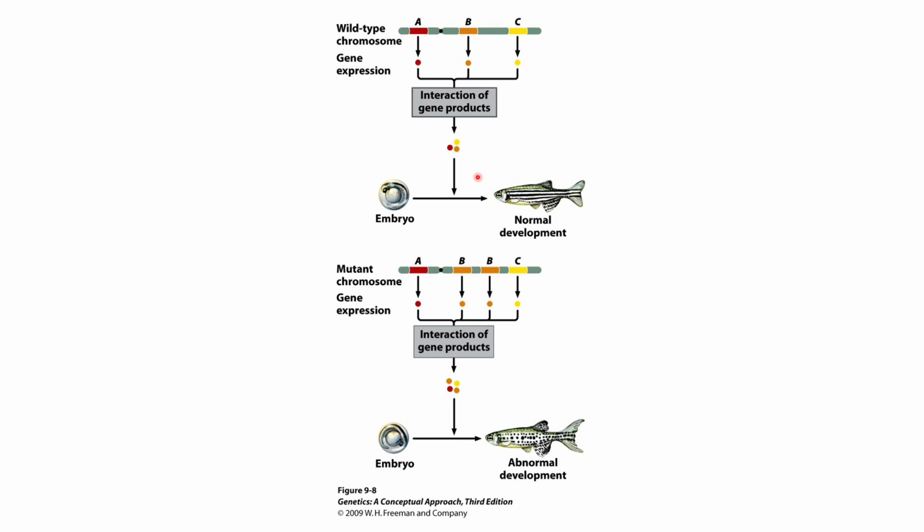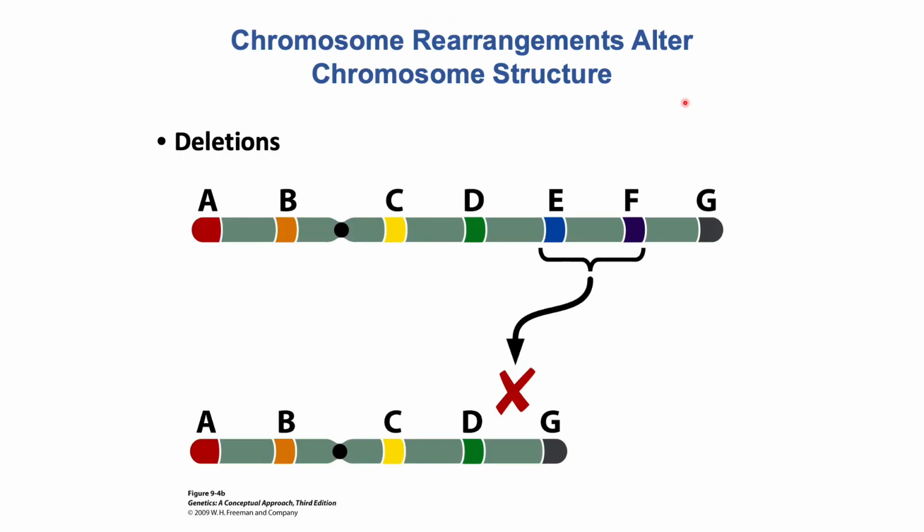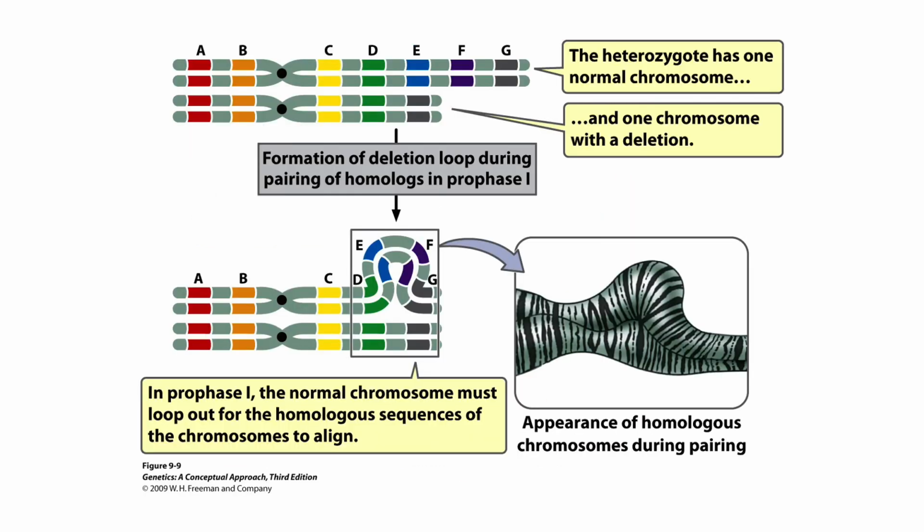Unbalanced gene dosages, that is, extra copies of the gene, also lead to developmental abnormalities. And then rearrangements also include deletion of chromosomal segments. And again, this is how homologous pairs of chromosomes with heterozygous deletion recombine, again forming abnormal daughter chromosomes. So in an individual heterozygous for deletion, the normal chromosome loops out during chromosome pairing in prophase 1 of meiosis.